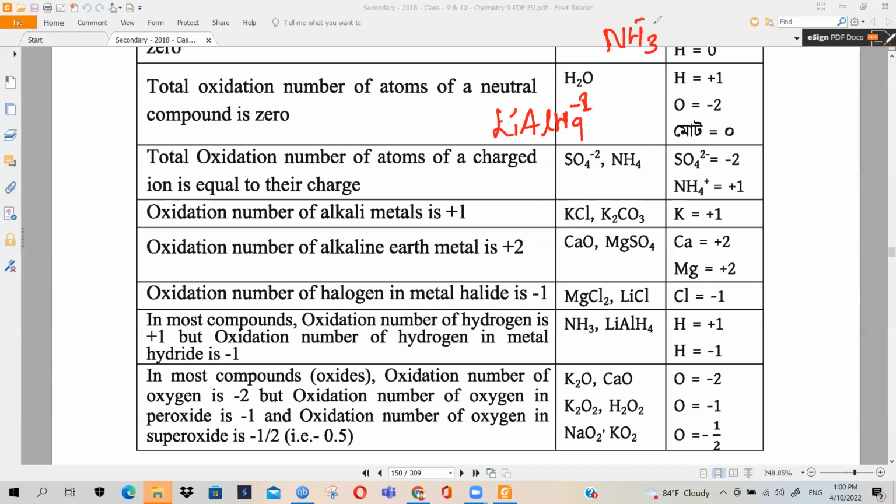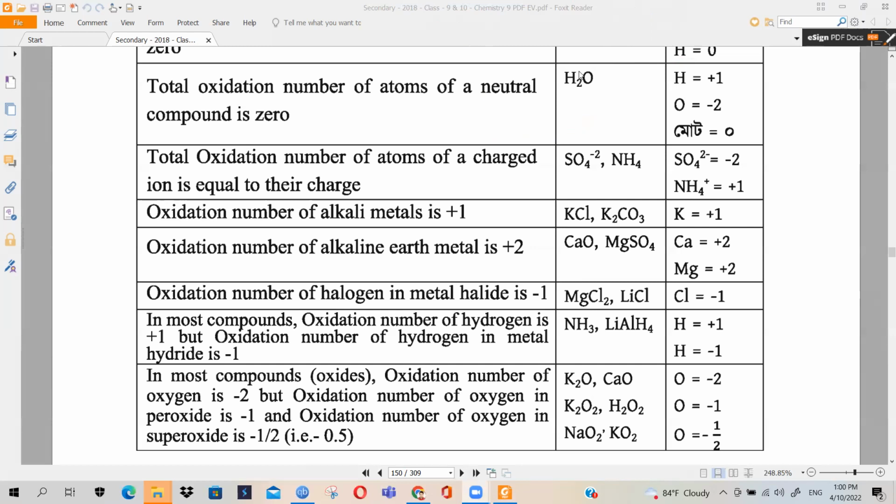Now tell me one thing. Do you have any idea why, if hydrogen gets attached to a metal, hydrogen's oxidation number seems to be -1? Or let me simplify it a little more. Okay, let me rephrase things.